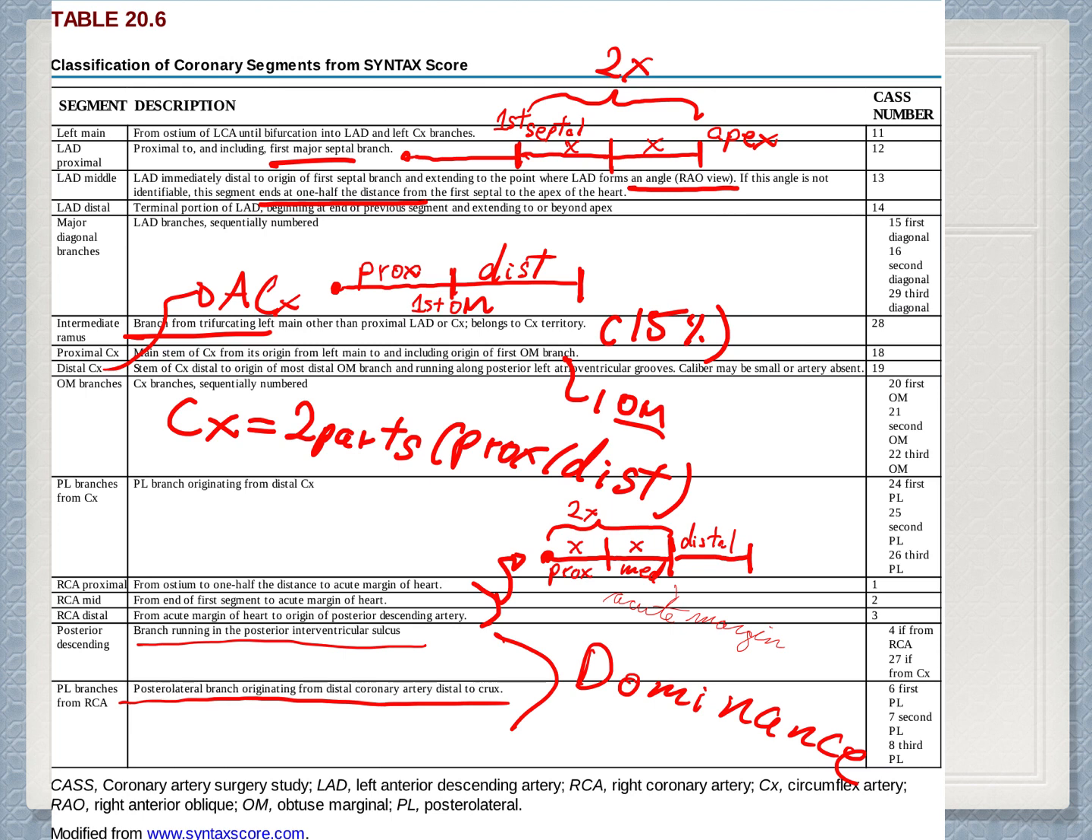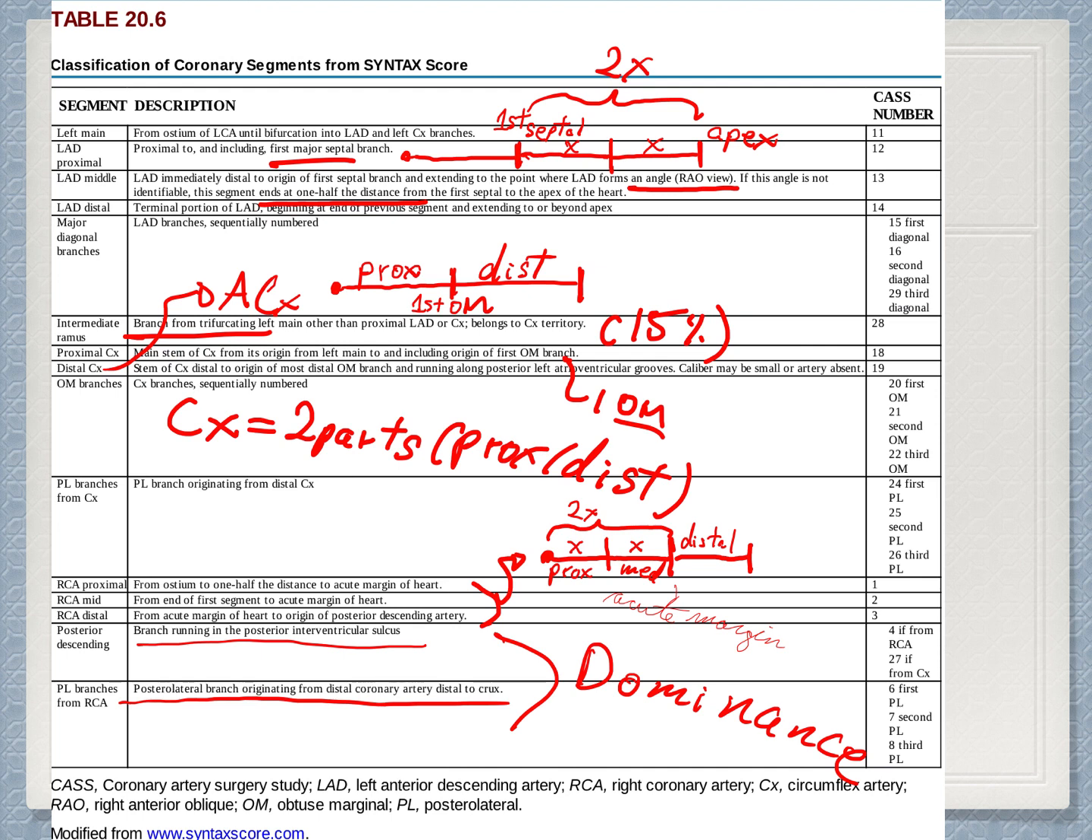Now, how can you divide the left anterior descending? Okay, there are important points here. The left anterior descending has 3 segments. The right coronary artery has 3 segments. The only one that has 2 segments is the circumflex. Okay, now the left anterior descending, how can we divide it? Look at the straight line.